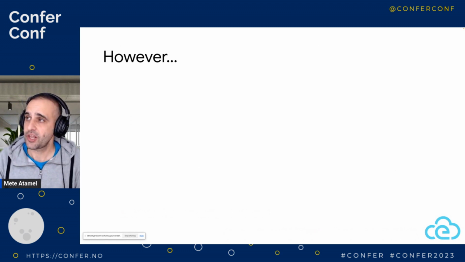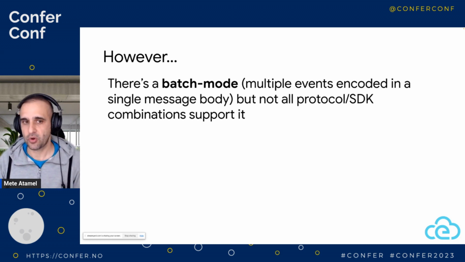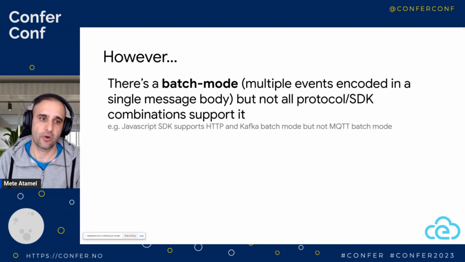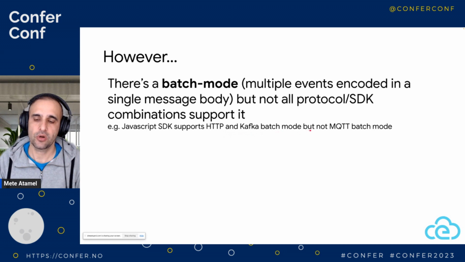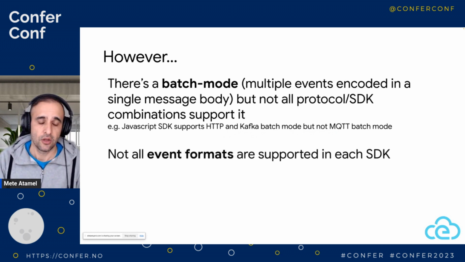So that's all good, but you also need to know some limitations. There is a batch mode in cloud events where you batch multiple events in a single message, but not all protocol and SDK combinations support it. For example, the JavaScript, well, I should say Node.js SDK supports HTTP and Kafka batch mode, but it doesn't support, for example, MQTT batch mode. So if you want to use batch mode, you need to check whether it's supported in the language that you want.